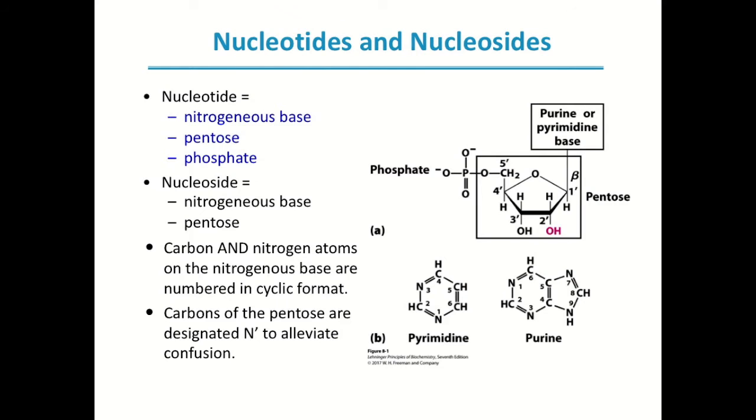A nucleotide is composed of three things: a nitrogenous base, a pentose, and a phosphate. So over here you can see in the box is the pentose, so that's a sugar. And then the purine or pyrimidine base, that's the nitrogenous base. It's called nitrogenous because it contains nitrogens, and is attached at the 1' position. And then there's also a phosphate group shown here. A nucleoside is something that contains a nitrogenous base and a pentose, but not the phosphate.